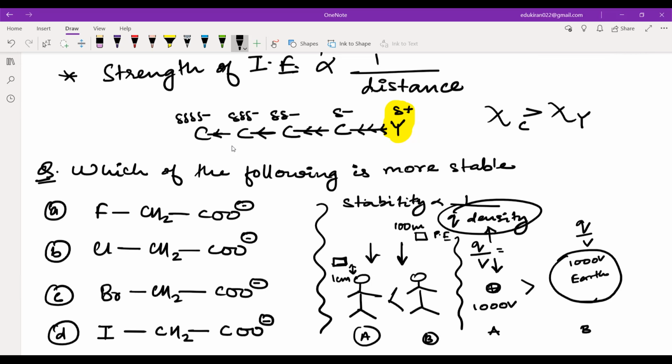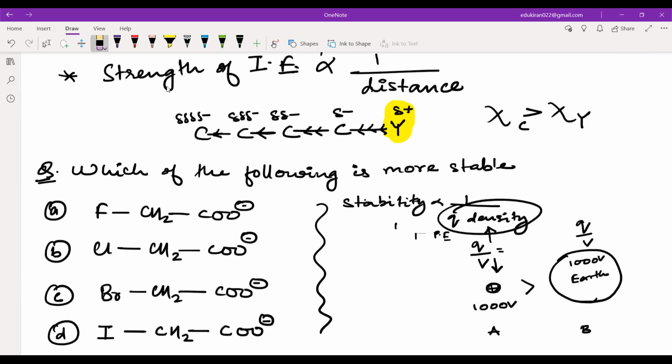Now you understand why stability is inversely proportional to charge density? Yes, sir. Okay, what about others? Yusra, Samaira, yes, Samaira understood. Okay, fine. All of you understood this. Now I can move forward, right? Let me erase these parts.